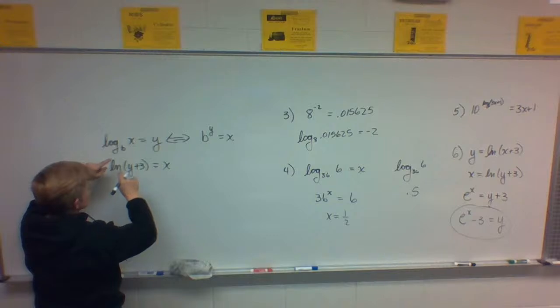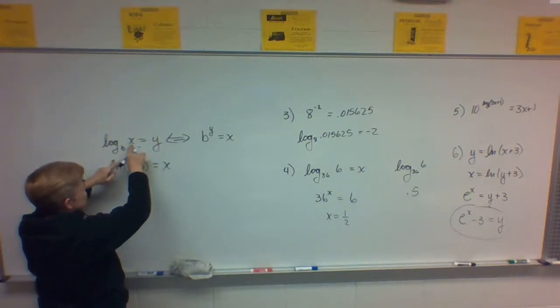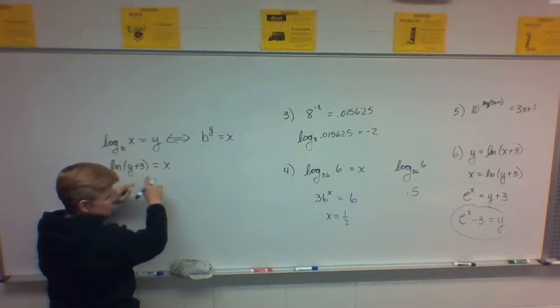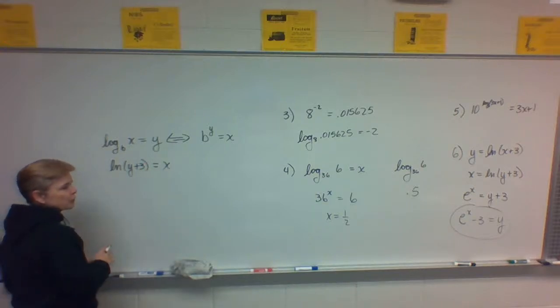And so what I did here is I took the base of the log, raised to the other side equals what I'm logging. Same thing here. The base of the log raised to the other side equals what I'm logging. That's e to the x equals y plus 3. E raised to the x equals y plus 3. Then I swung the 3 over.